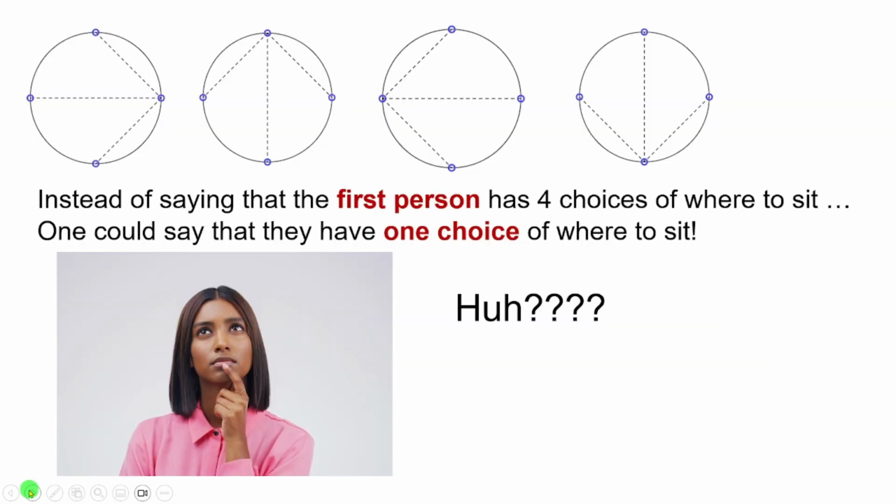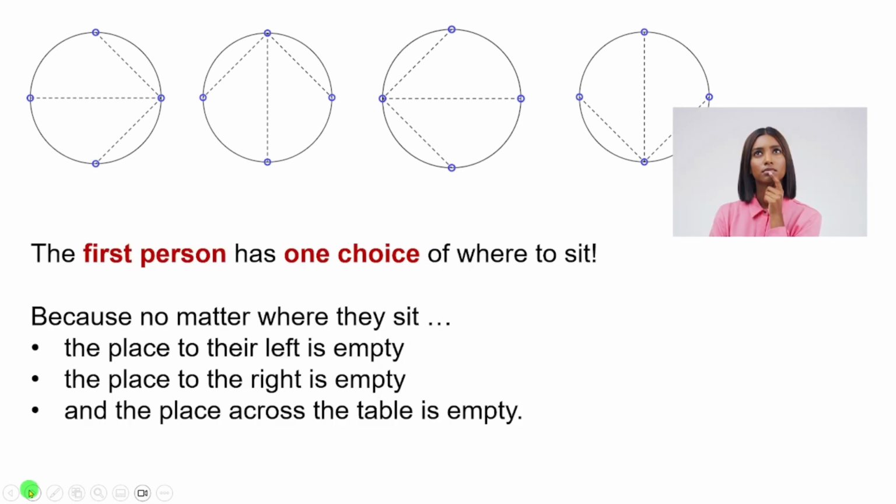Instead of saying that the first person has 4 choices of where to sit, one could say that they only have 1 choice. You see, no matter where they sit, who's to their left? That place is empty. To their right, that place is empty. And across the table, empty again. So they really only have 1 choice, because no matter where they sit, they're going to have an identical situation.